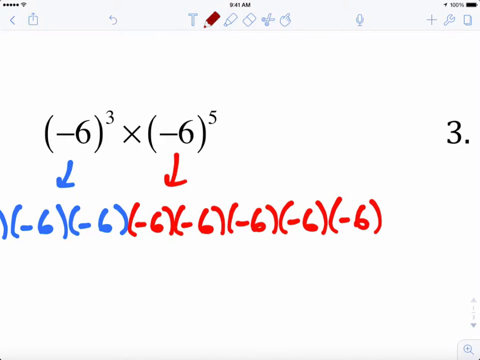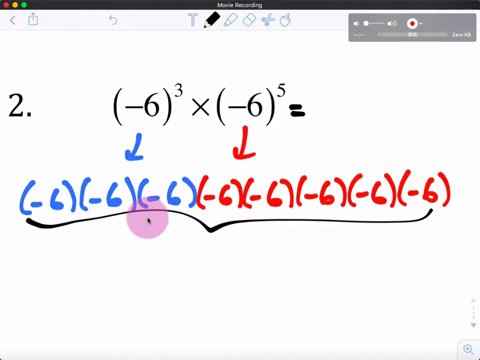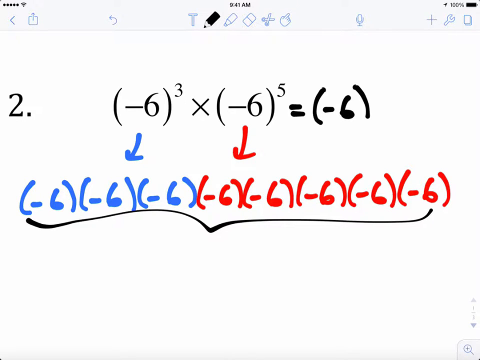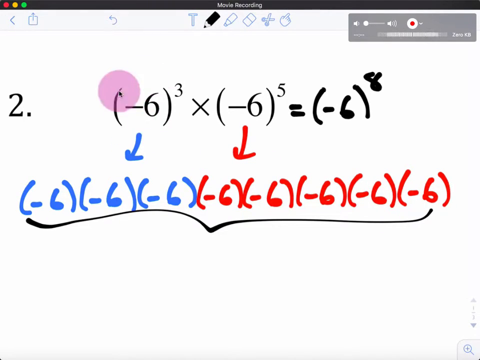And you know what I think we end up with? I think what we've got on our hands right now is -6 being multiplied by itself 1, 2, 3, 4, 5, 6, 7, 8 times. So I think our product in this case is -6 raised to the 8th power. Hopefully that's not too surprising. We've got 3 -6's being multiplied by one another here. We've got 5 more being multiplied by one another here for a total of 8 of them.